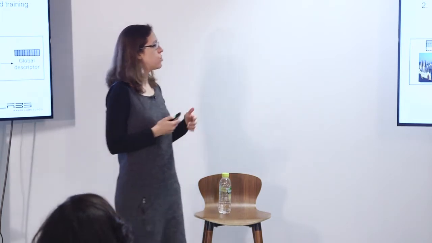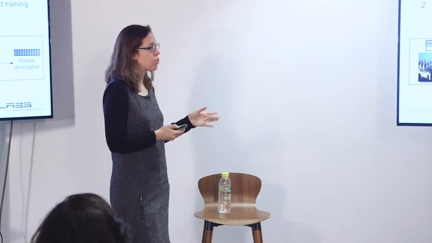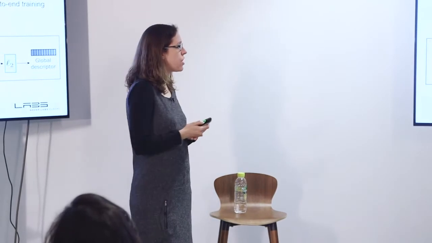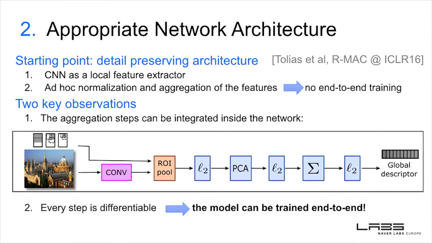But the way it was used, it was only as a local feature extractor. So CNNs were used to extract features, and on top of that, they were applying normalization and aggregation of the features without any learning. So because it was done as a post-processing, there's no possible learning.